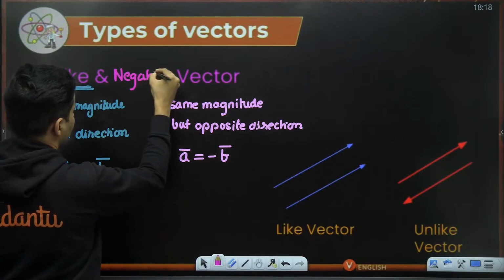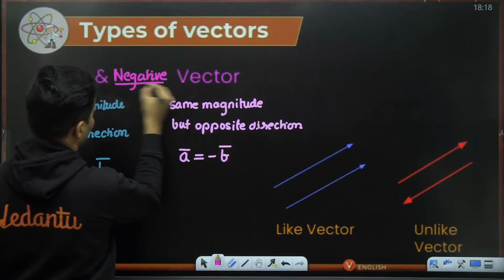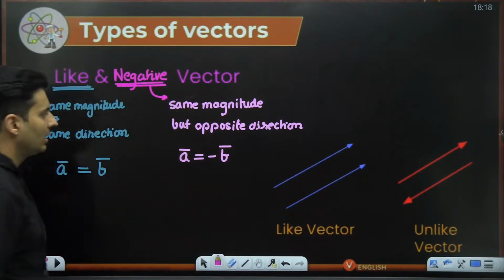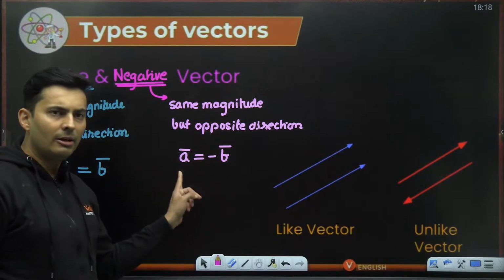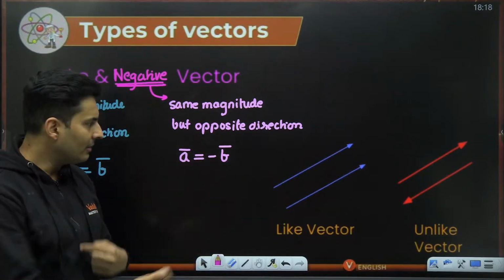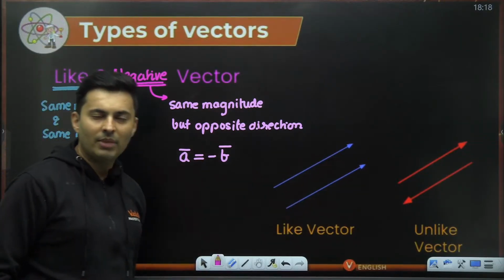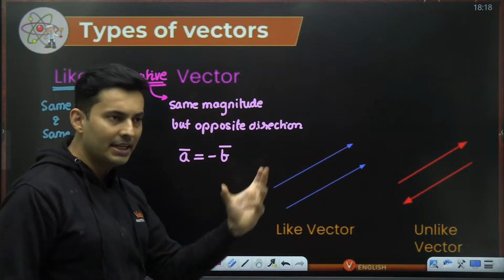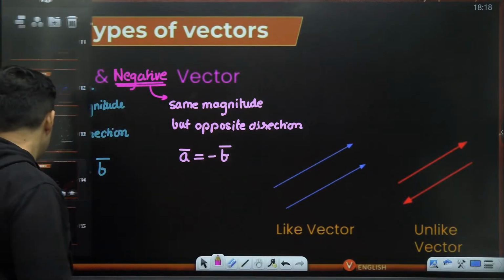Negative vectors. Very important. So the B vector is the negative of A, or the A vector is the negative of B. That means they are opposite in direction, but you can see their magnitudes, their lengths, are going to be the same.